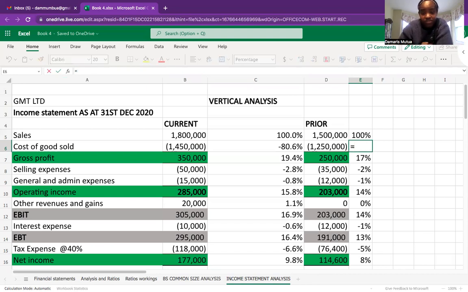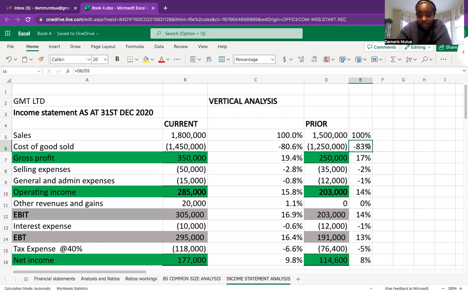So let's do this together. This is our COGS divided by sales. You're going to get the percentage, which is around 83%. So our COGS for the prior period was 83%. For the current period it is 80%. So our sales have grown, but our COGS has gone down. It's a good sign. We are generating more sales at a lower cost of sales. It's good for the organization.